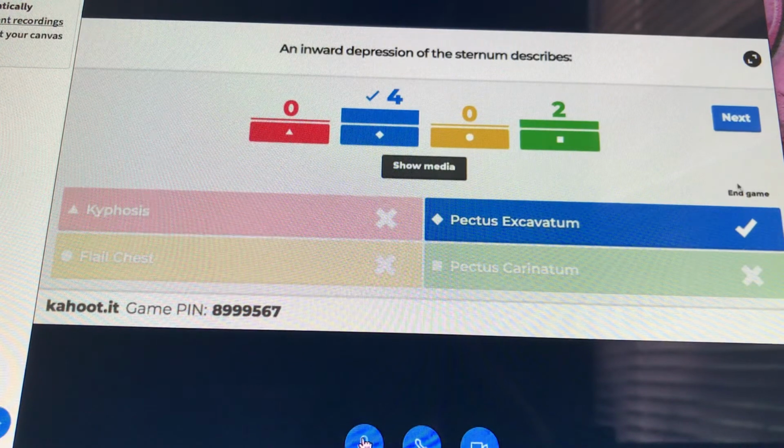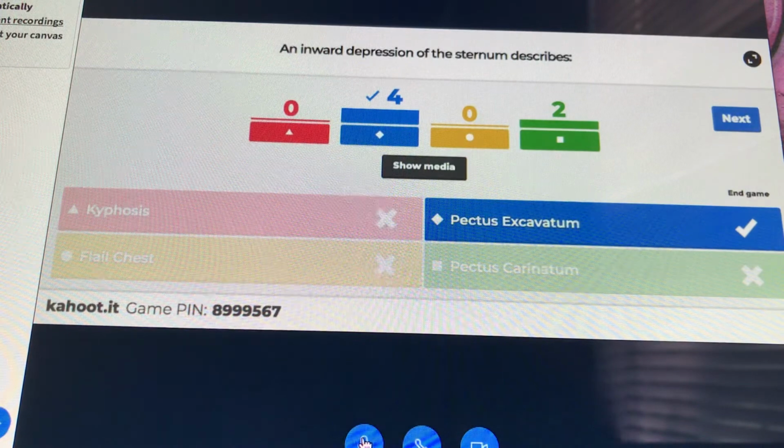What is kyphosis? Curvature of the spine. Which way? Hunchback. Yep. So they would have an increased AP diameter. The curvature would be upward, and then the spine would kind of sway inward just above the butt. And scoliosis would be the S curve, the side to side curvature of the spine.